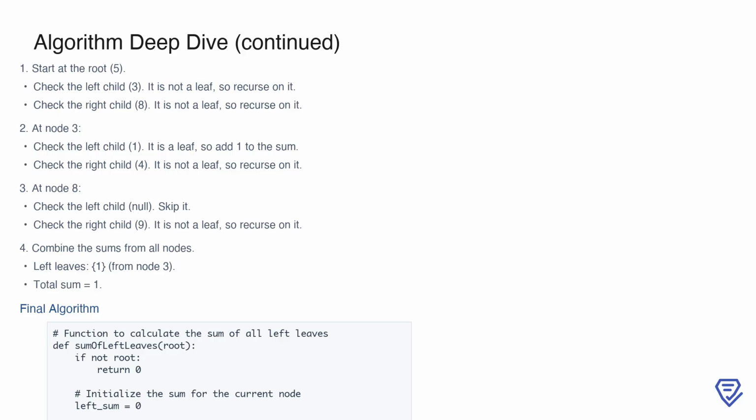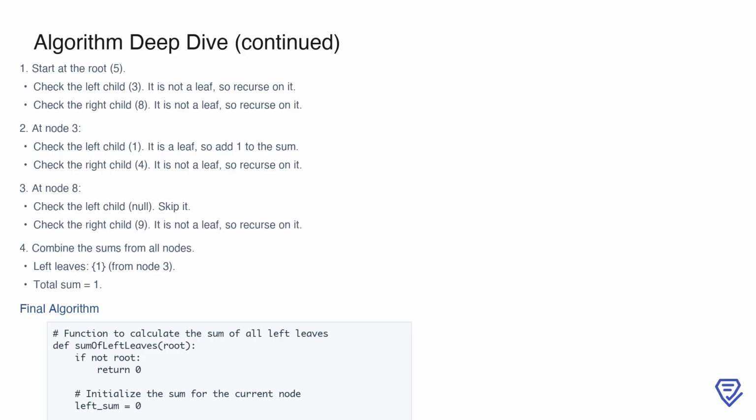Next, we look at the right child of node 3, which is node 4. Node 4 is not a leaf, so we continue the traversal. Back at node 8, we check its left child, which is null and can be skipped. The right child of node 8 is node 9, which is not a leaf, so we recurse on it. Once all nodes have been processed, we combine the sums. In this case, the only left leaf is node 1, so the total sum is 1. This step-by-step traversal ensures that we capture all left leaves while ignoring irrelevant nodes.